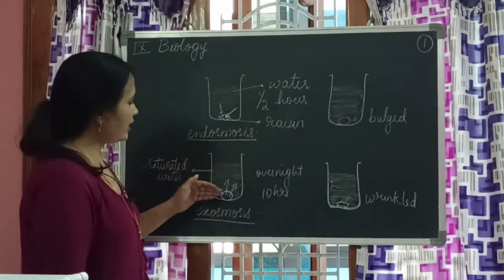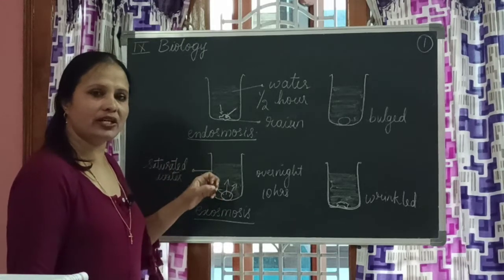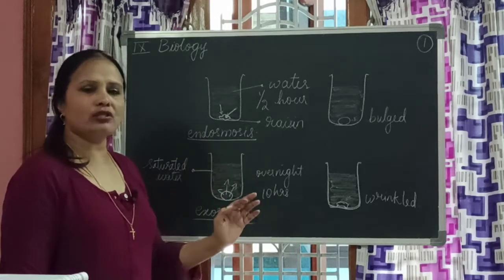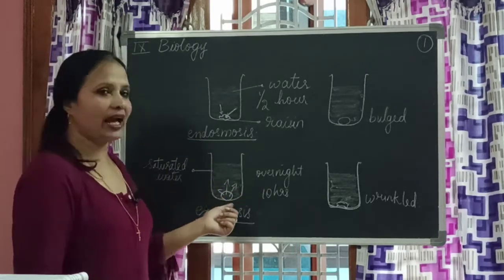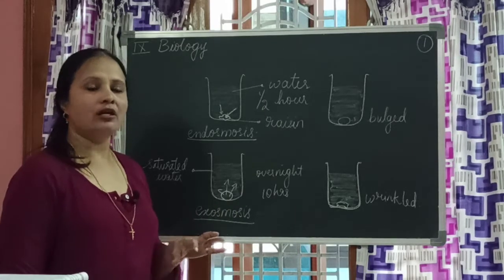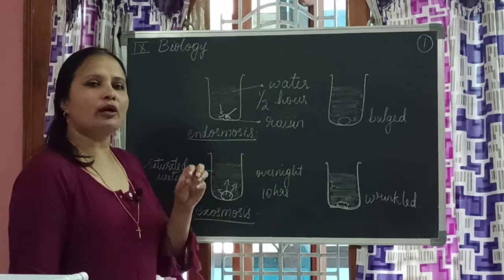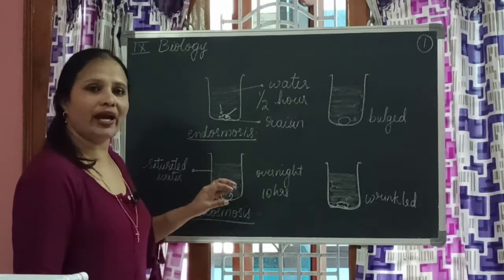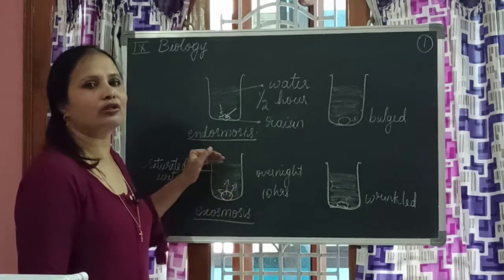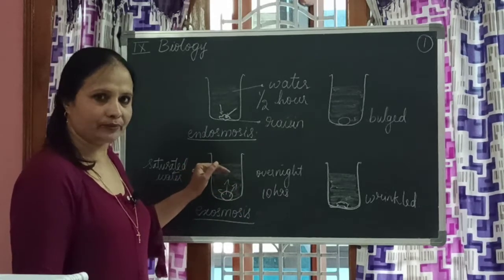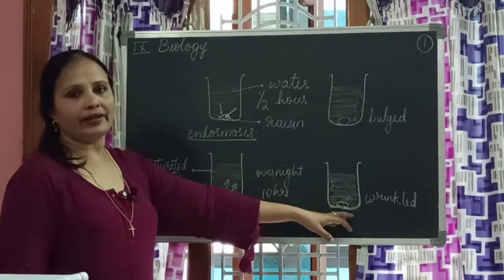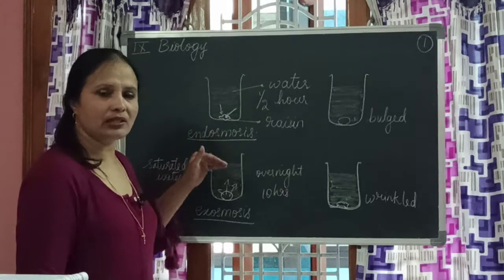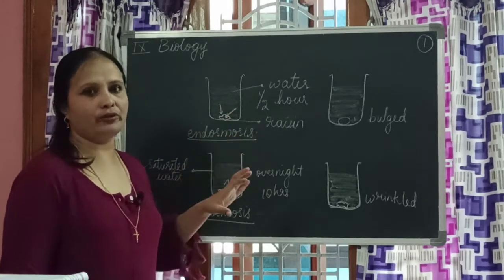In the second activity, what happened is the sugar solution has low concentration of water and the raisin has more concentration of water. So as per the osmosis rule, the molecules of water have moved from the bulged raisin, where there is higher concentration, to the lower concentration, that is the sugar solution, resulting in wrinkling of the raisin. So what does it mean? Endosmosis, exosmosis. This is one thing you need to remember.